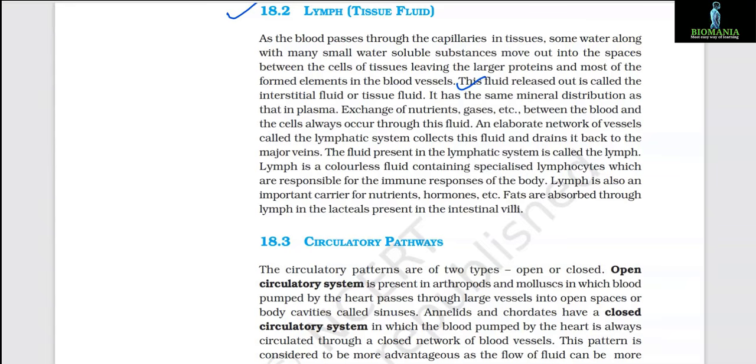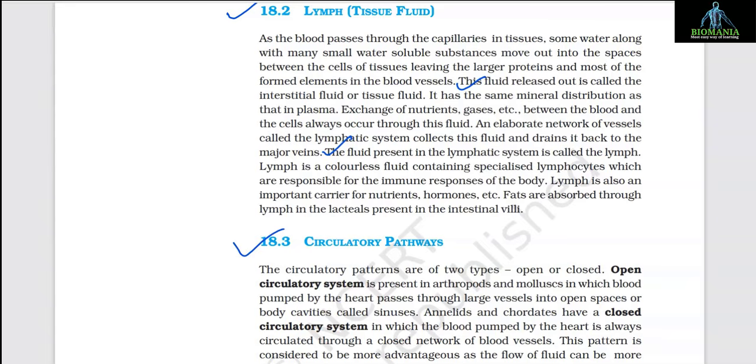An elaborate network of vessels called the lymphatic system collects this fluid and brings it back to the major veins. The fluid present in the lymphatic system is called the lymph. Lymph is a colorless fluid containing specialized lymphocytes which are responsible for the immune responses of the body. Lymph is also an important carrier for nutrients, hormones, etc. Fats are absorbed through lymph in the lacteal present in the intestinal villi.